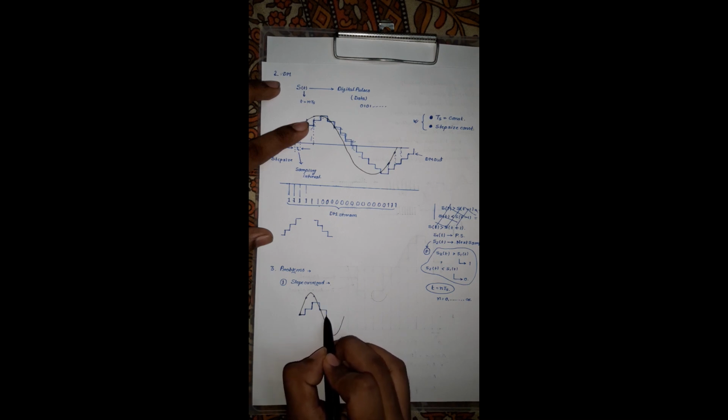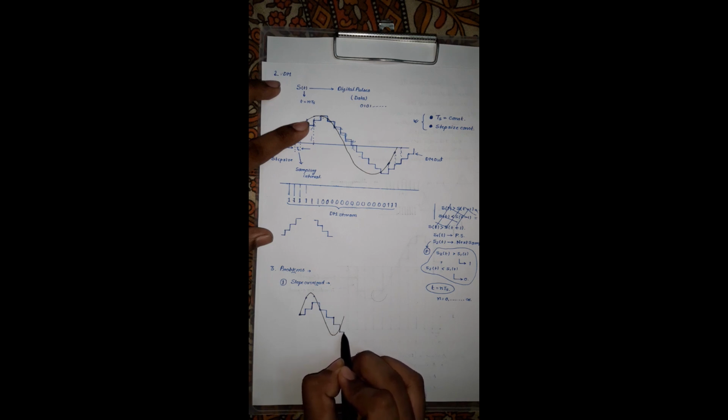In this way, it is again producing a down step. And after a particular TS time, it sees the amplitude is lesser than the previous one. It is again producing a down step. In this way, it is producing this DM output waveform. Okay.